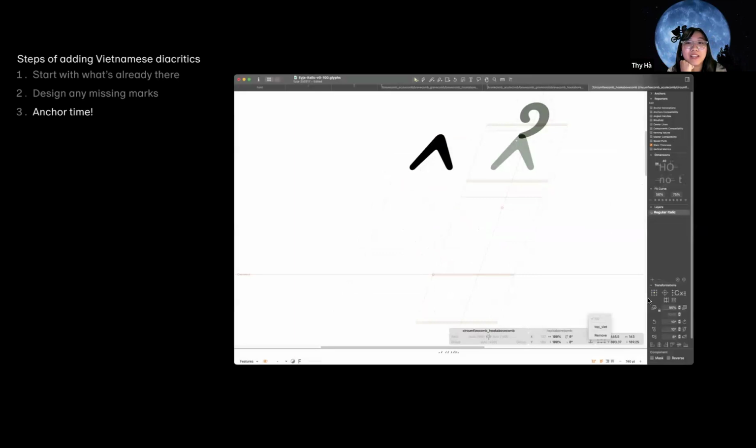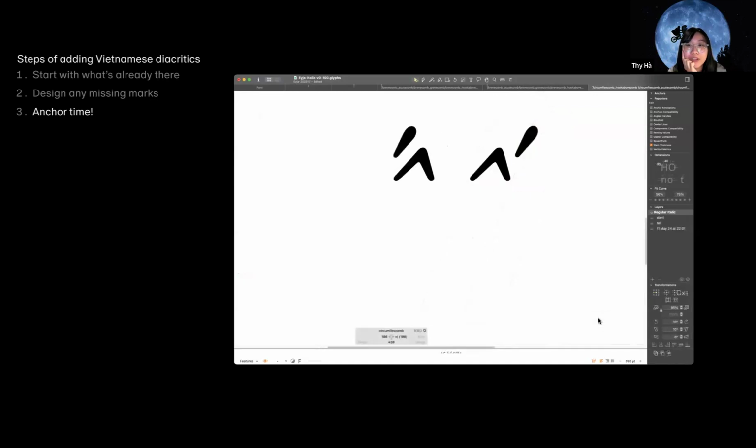And then I move the mark or move the anchor around so that the mark gets positioned in the position that I want. You can see at the bottom right I have the anchor that you can click on and change, depending on the anchor you add. And then just move it around.